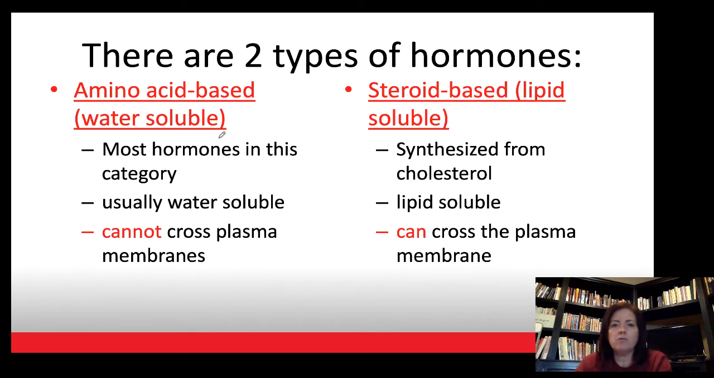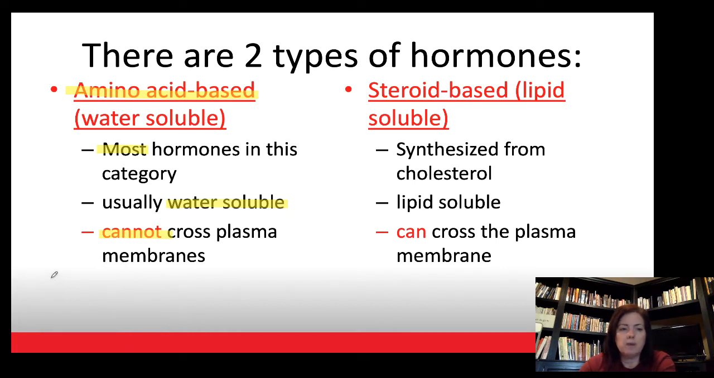If we look at the overall scheme of hormones, we have two different types of hormones. One type is going to be water soluble, and we call these amino acid based hormones. This is basically most hormones. The majority of hormones in our body fall within this category, and they're going to be amino acid based. These typically are water soluble, and as a result, they are not able to cross the plasma membranes of the target cell.